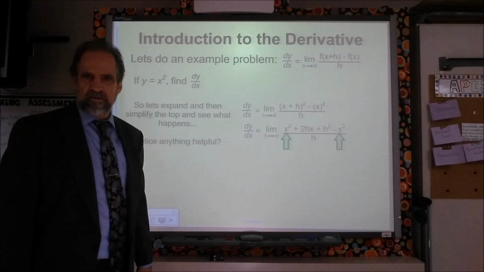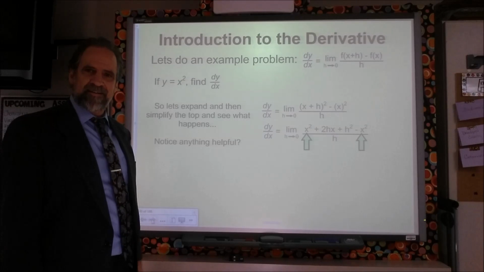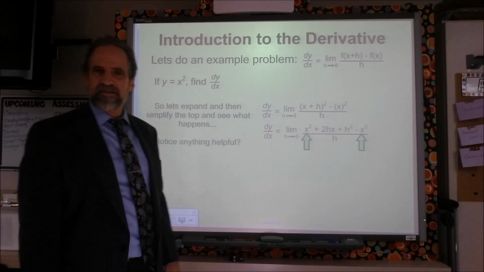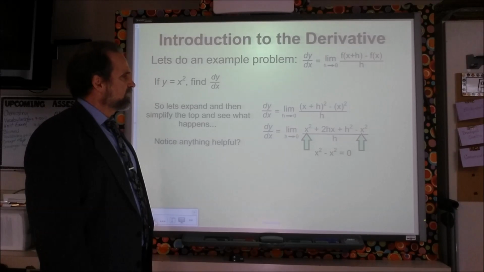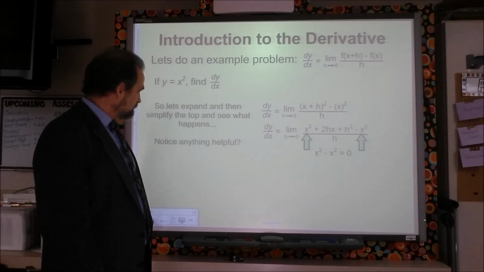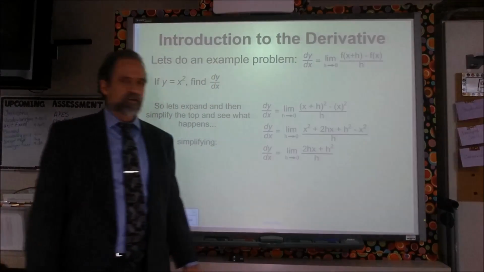I love when things cancel out. I'm great at adding 0 to stuff. I'm really good at it. I'm even better at multiplying stuff by 0. Man, I'm good at that. So, let's take a look at what's left on top when x squared minus x squared equals 0. They cancel out, and I'm left with just the 2xh plus h squared plus h.